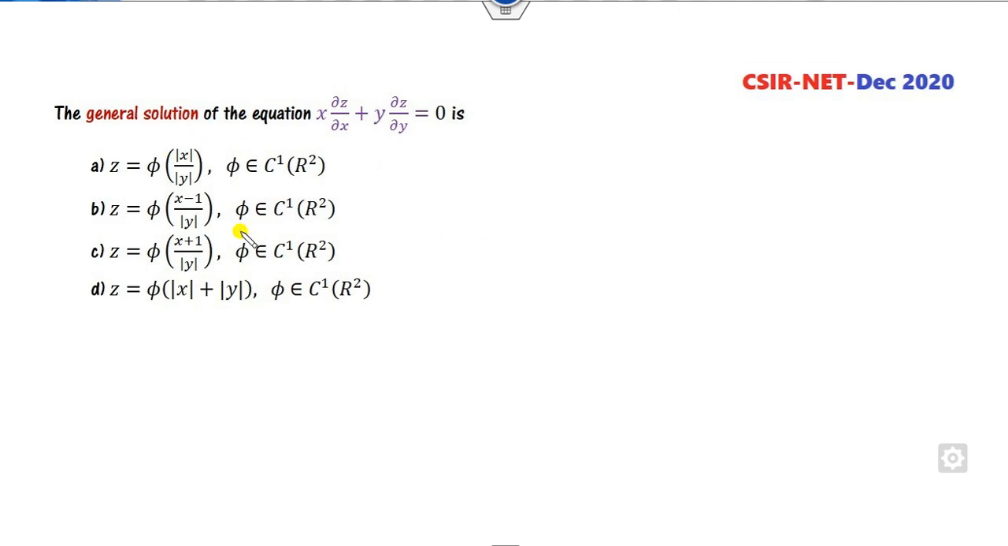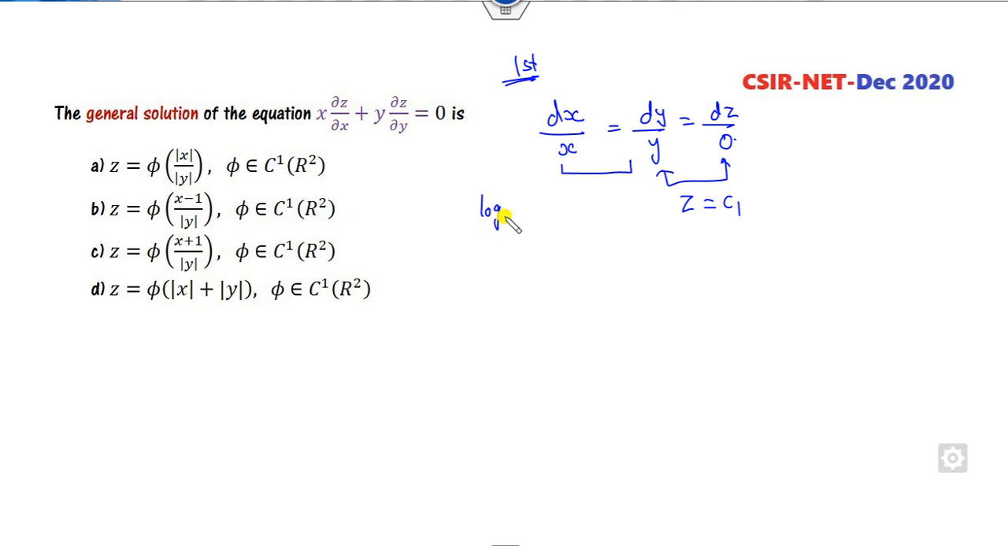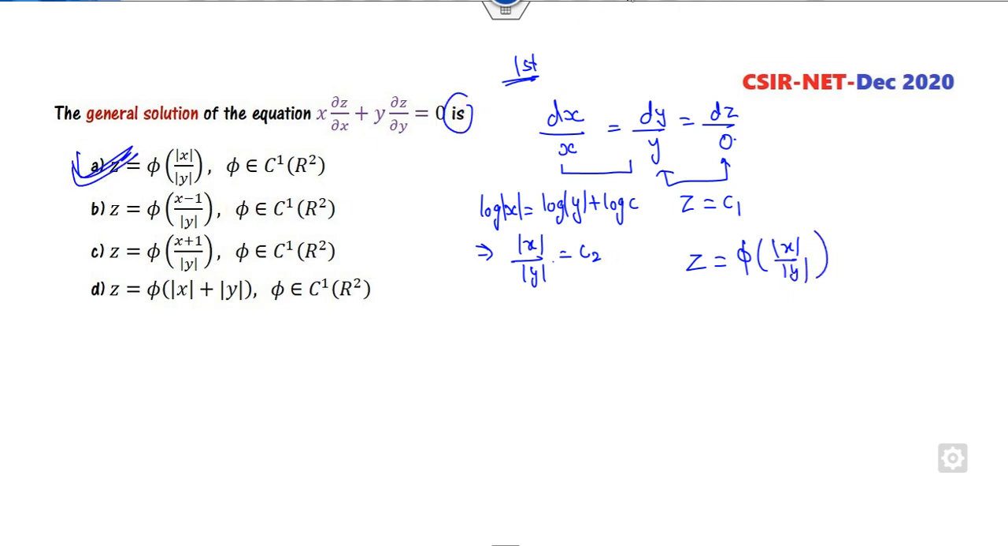Okay, again the general solution is given to you. That's again very simple. You can simply write dx over x, this is the first method, dy over y, dz over 0. So from here you can see z is equal to constant. From here you can integrate them. This is log of x, log of y plus log of c. So what is that? This is mod x, you can see mod x, this is my c2. One solution is this, the second solution is this. I can write this function as here. So the first answer is correct. Only one correct option is there.